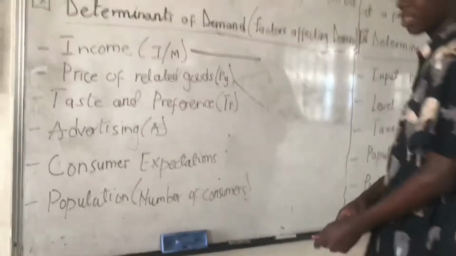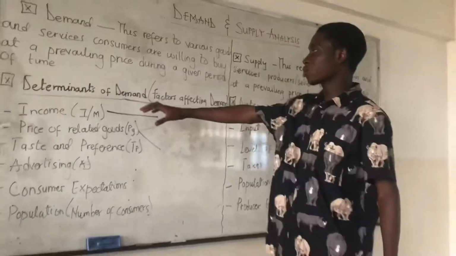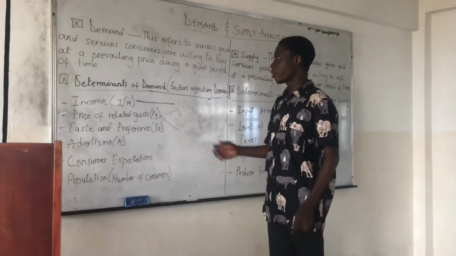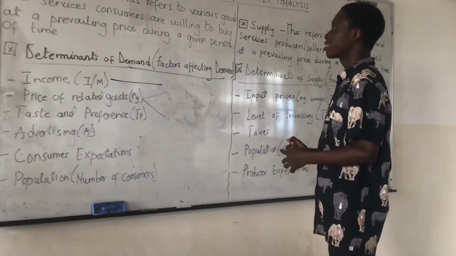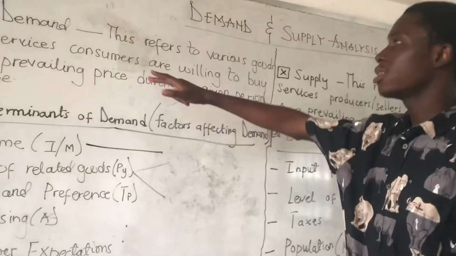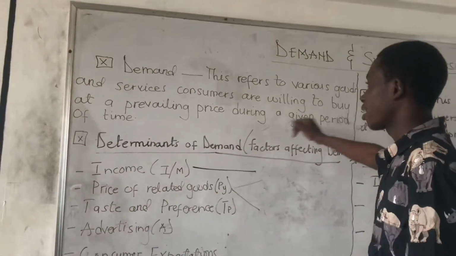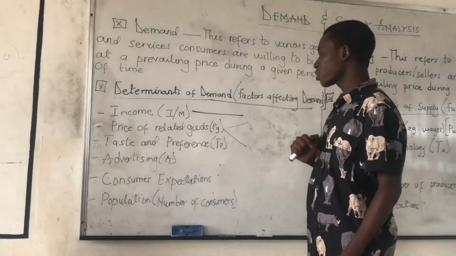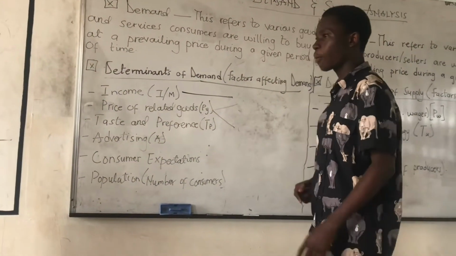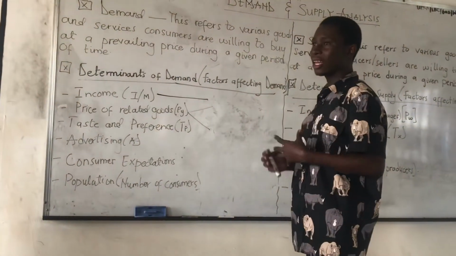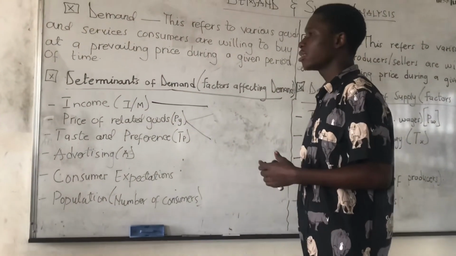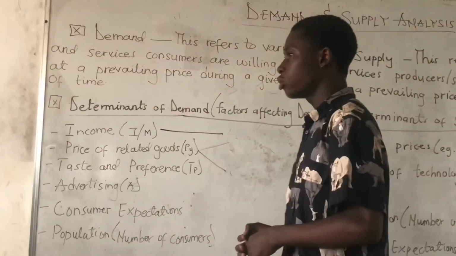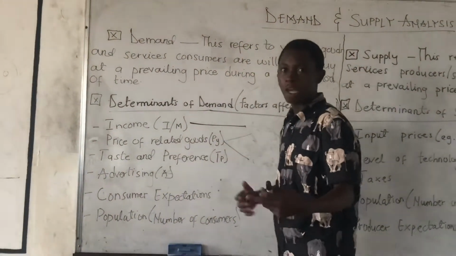Okay, with taste and preference being a determinant of demand, or a factor affecting demand: demand itself refers to the various goods and services consumers are willing to buy at a prevailing price during a given period of time. Taste and preference talks about consumers having a liking for a particular product, as in, I like this product or I prefer this product. You would say they have taste and preference for that particular product.